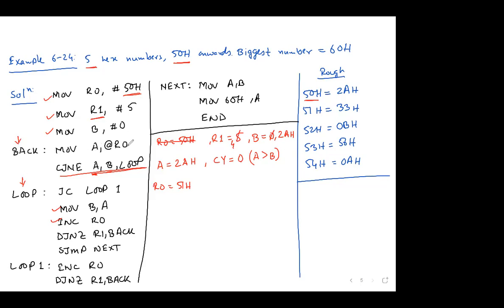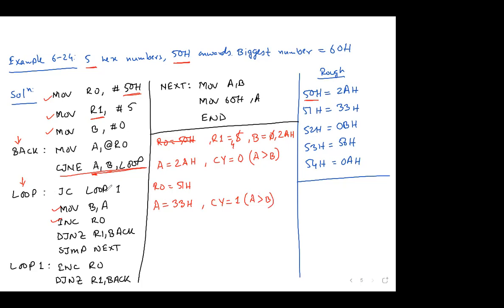Now again MOV A, @R0. So once again, tell me what will be there in the accumulator now? 33H, right. Then compare and jump A and B. Are A and B equal? No, sir. Okay, no. What will be the value of the carry flag now? Tell me. Sir, 0, sir. Still, because your accumulator is still greater than B.